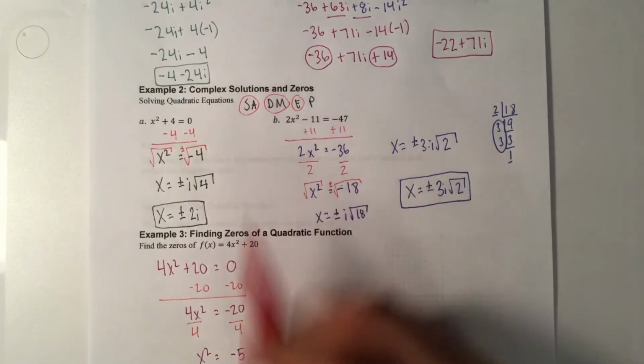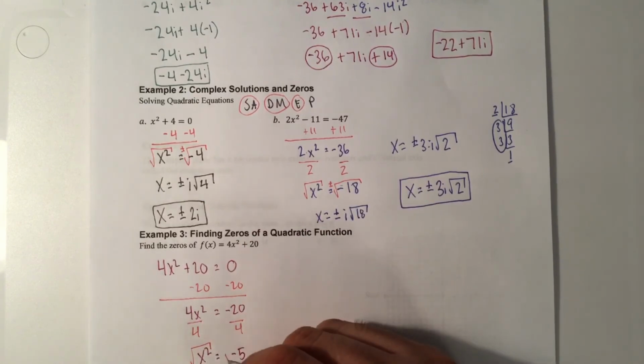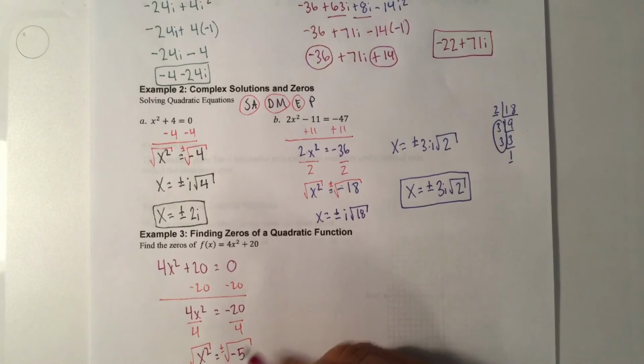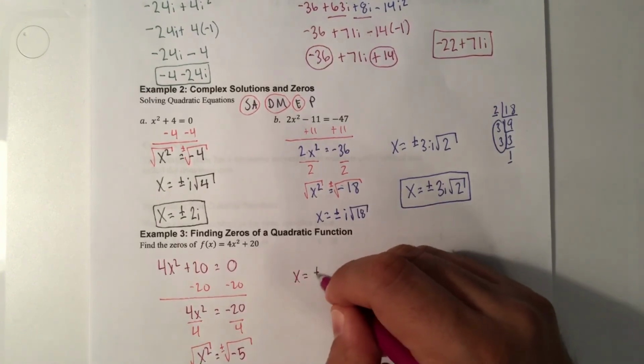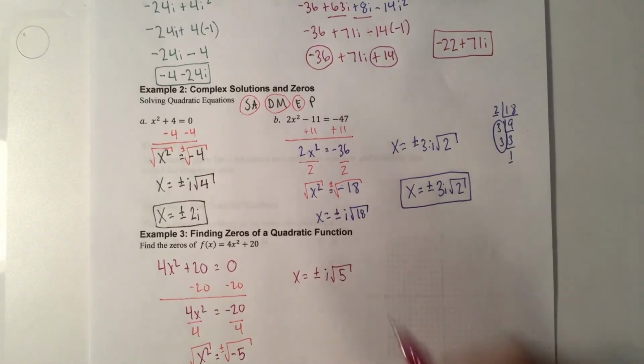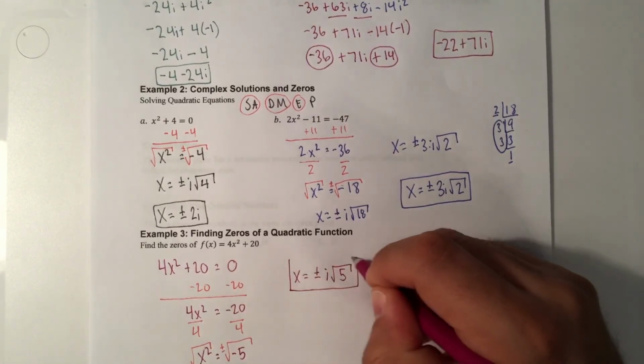Now we're going to do our exponents. We get rid of the square by taking the square root. Don't forget to put plus or minus immediately. And now we see we have this negative in here, so x equals plus or minus i on the outside, right next to the square root of 5. 5 is a prime number, so we cannot simplify it any further. This will be our final answer.